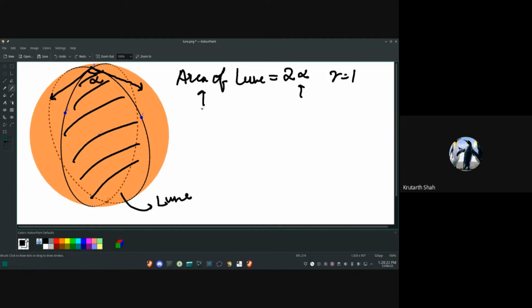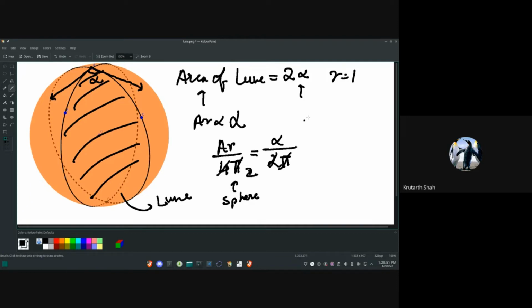Basically, if you're willing to assume that area is proportional to angle, then you'd have simply area over 4 pi, which is the area of the sphere, equals the angle over 2 pi. And you would get the result immediately.